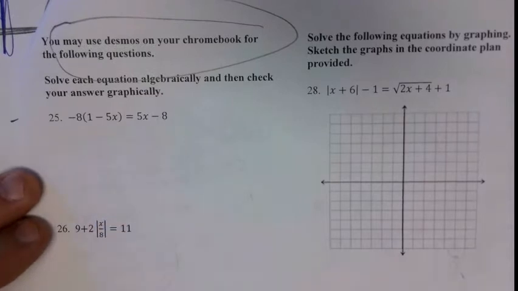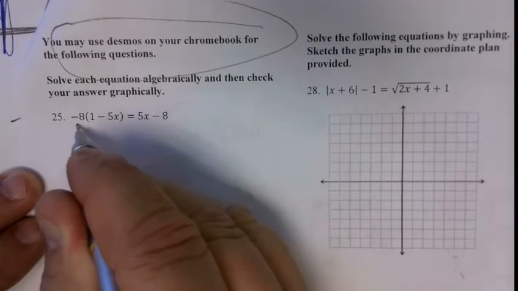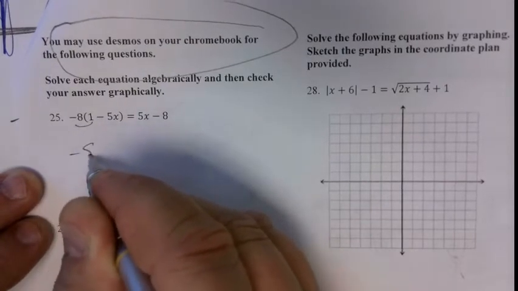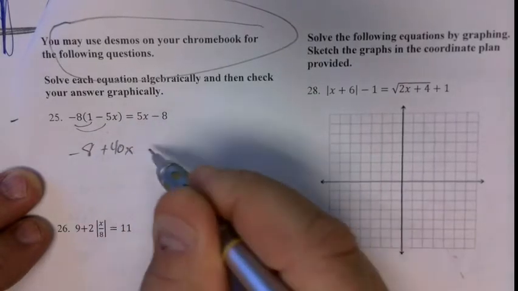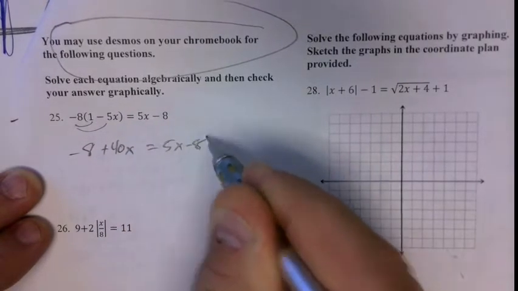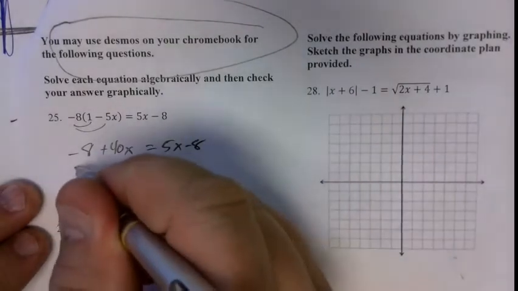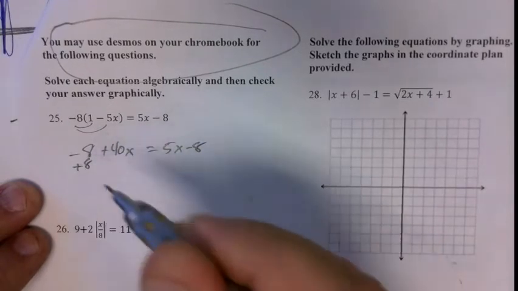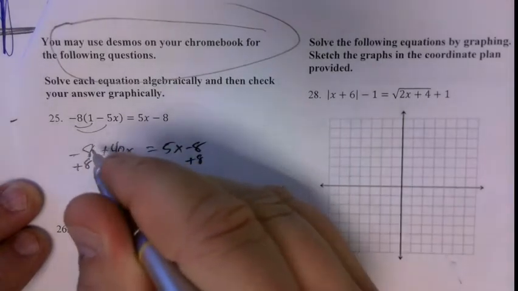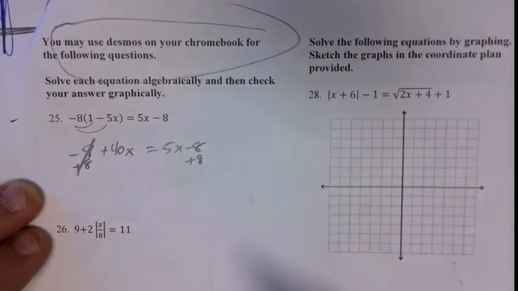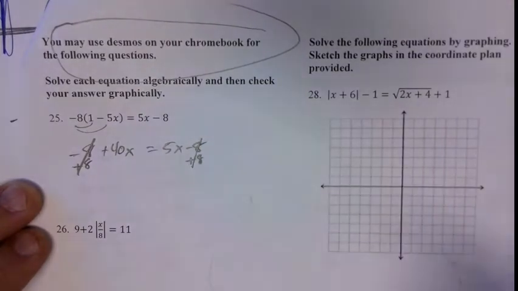Linear equations. To do a linear equation, I simplified each side. So I would go -8 times 1 on this left. That's -8. -8 times -5 is +40, and that has an x on it, equals 5x minus 8. Once I'd simplified each side, I'm going to move my numbers over on the right. So I'm going to get rid of this 8 on the left by adding it. -8 plus 8, right? That's going to wipe that out. And, oh, look, -8 plus 8.